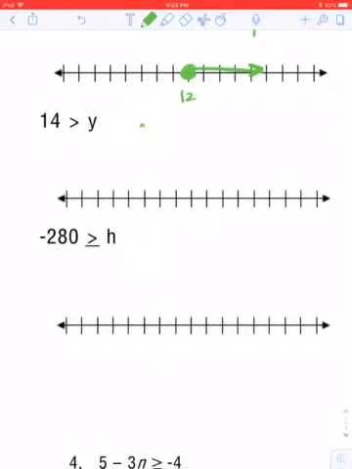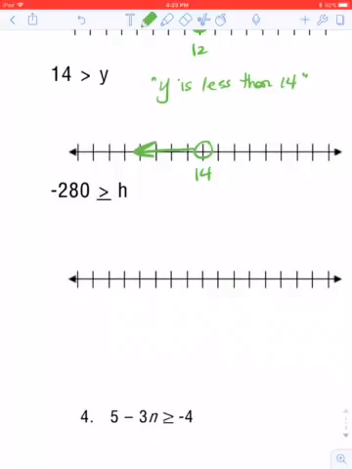So the next one, again, reading from the y. Y is less than 14. So I've got my 14, open circle, but now I'm going to go down. Okay, because again, if I think about numbers that will work here, it's things like 12, -9, 1, 0, etc.